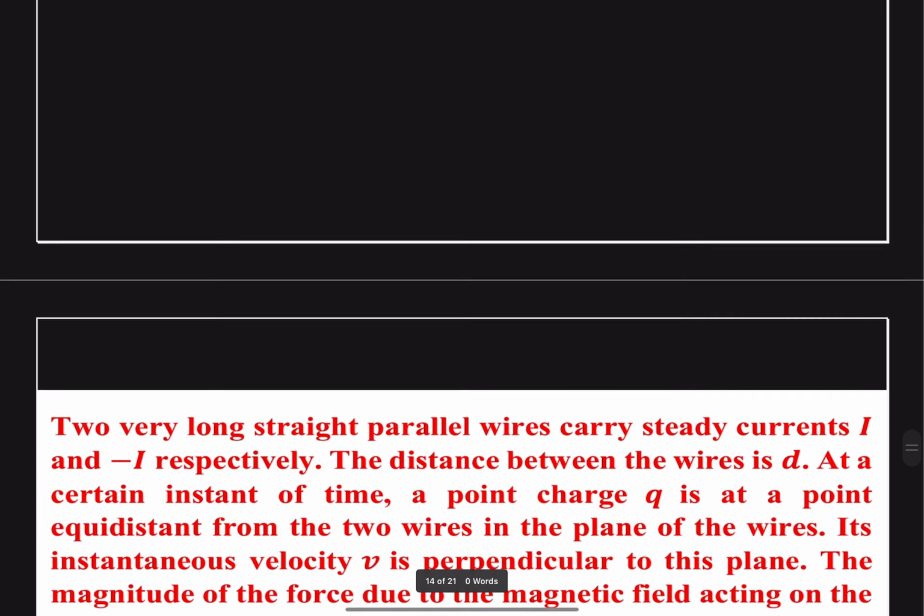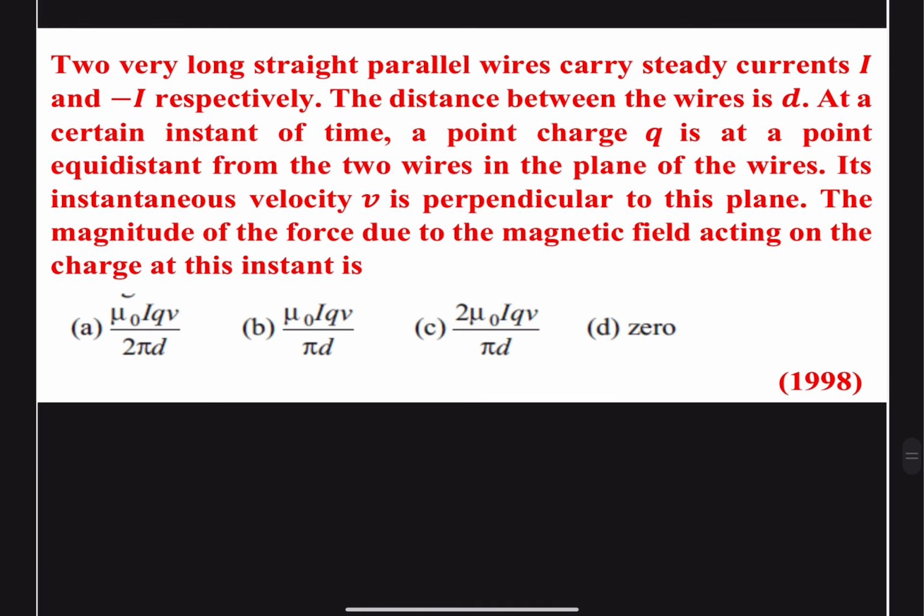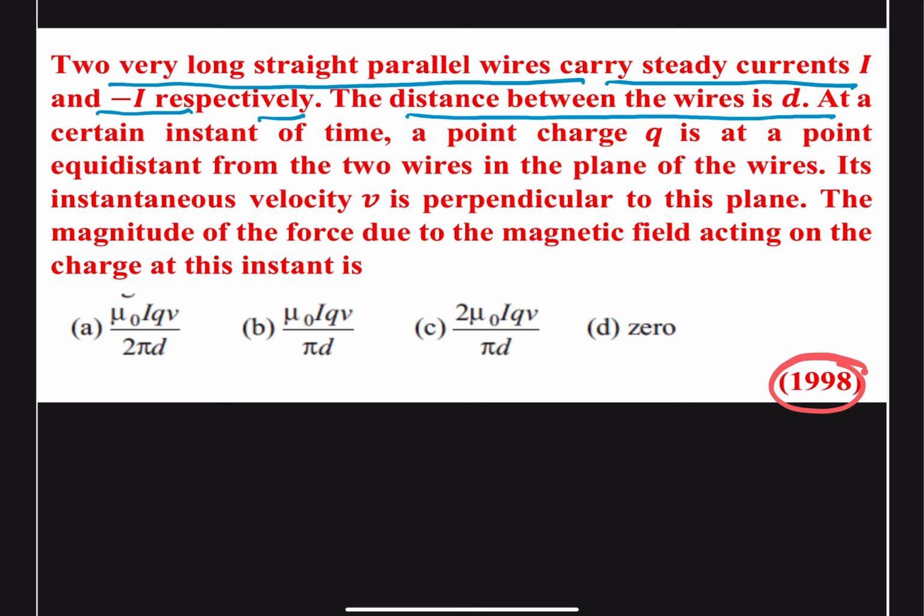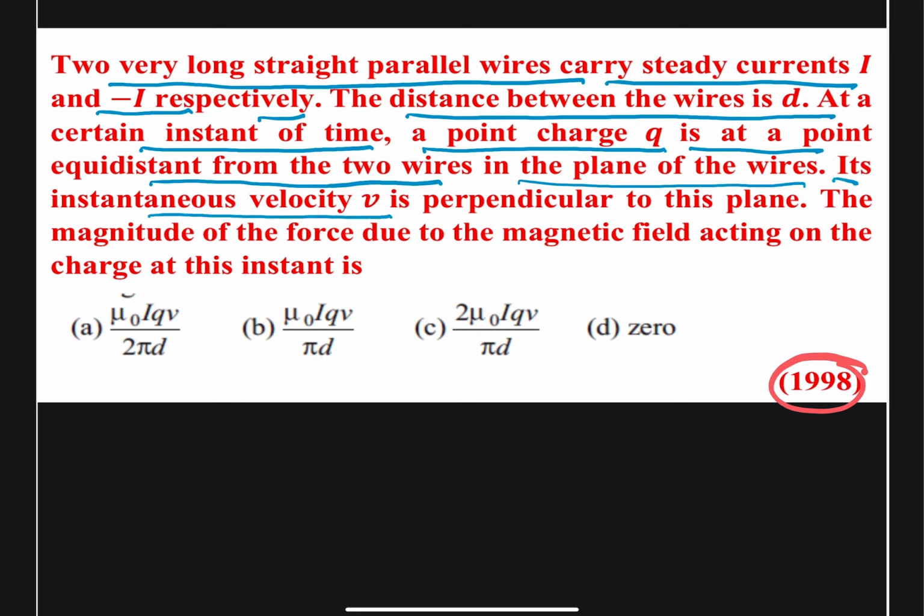Now we come to our final question, year 1998, and here it was asked that two very long straight parallel wires carry steady current I and minus I respectively. The distance between the wires is d. At a certain instant of time, a point charge q is at the point equidistant from the two wires in the plane of the wires. Its instantaneous velocity v is perpendicular to this plane. The magnitude of the force due to the magnetic field acting on this charge at this instant is.